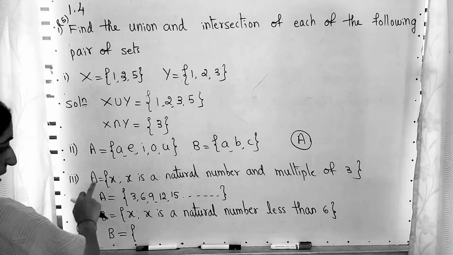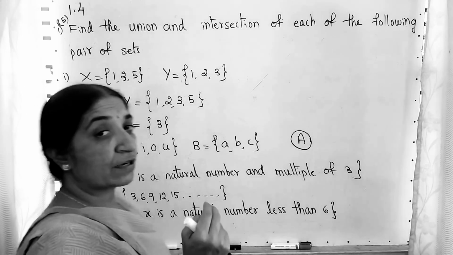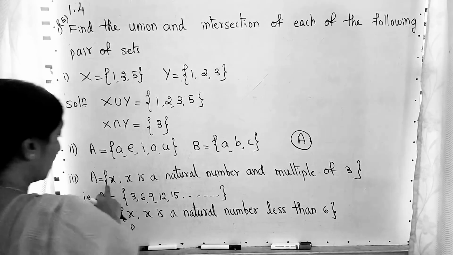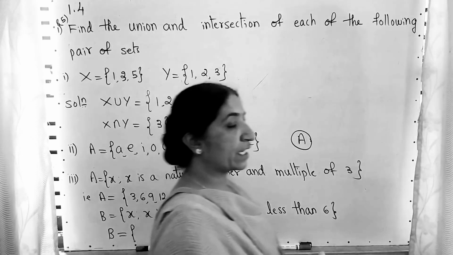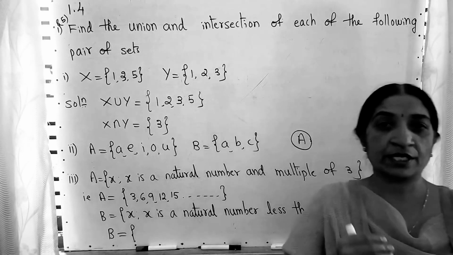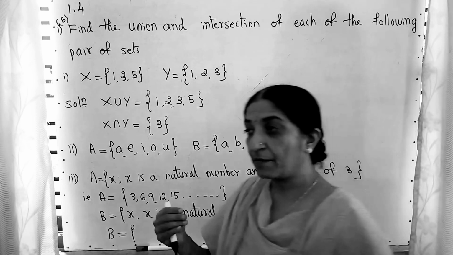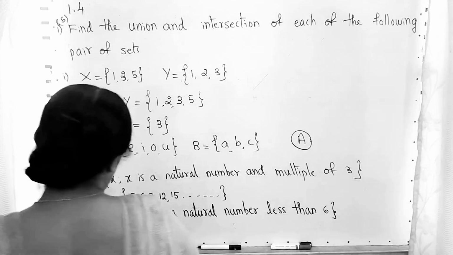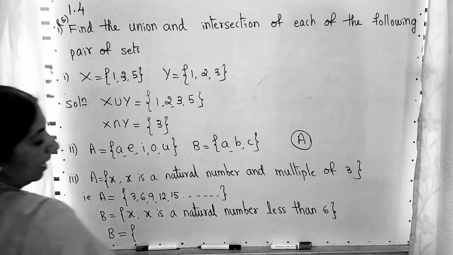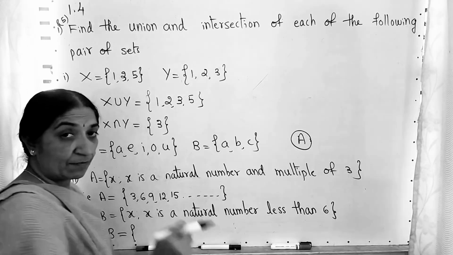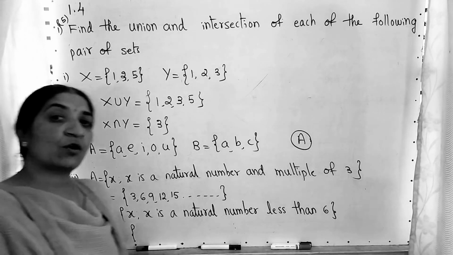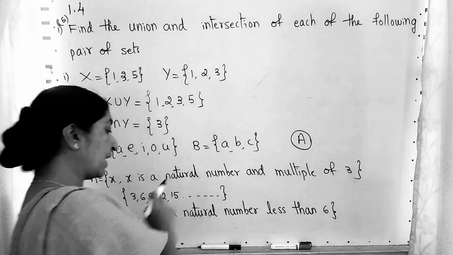Next one, the third question. The set A is given in the set builder form: x such that x is a natural number and multiple of 3. Natural number means we have to write only the positive numbers. And multiple of 3 means all the numbers are divisible by 3. And one more thing, they have not given the limit. That means the end number, the last number, is not mentioned. That's why I am writing dots.